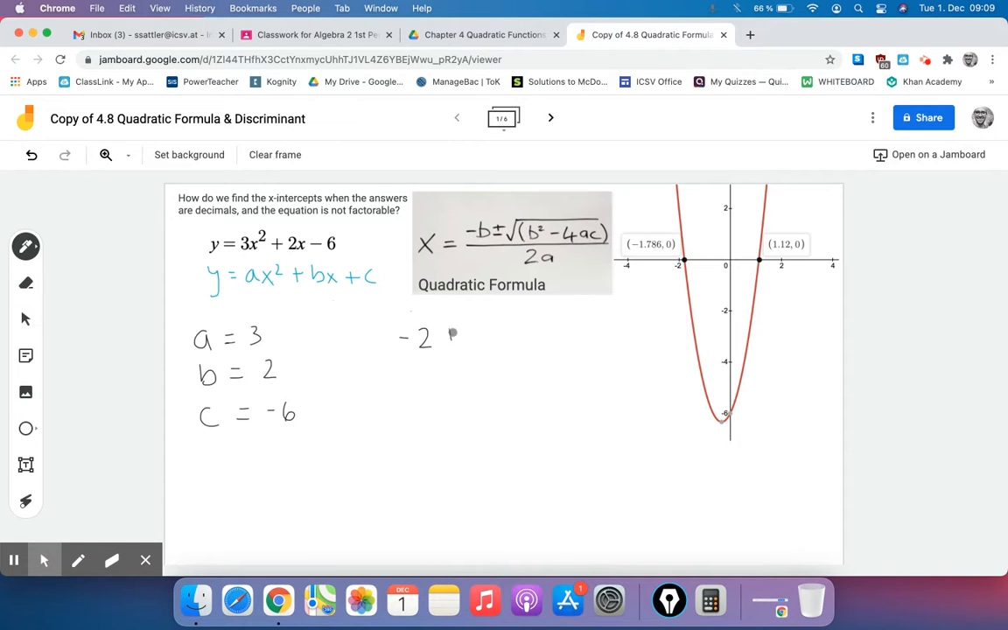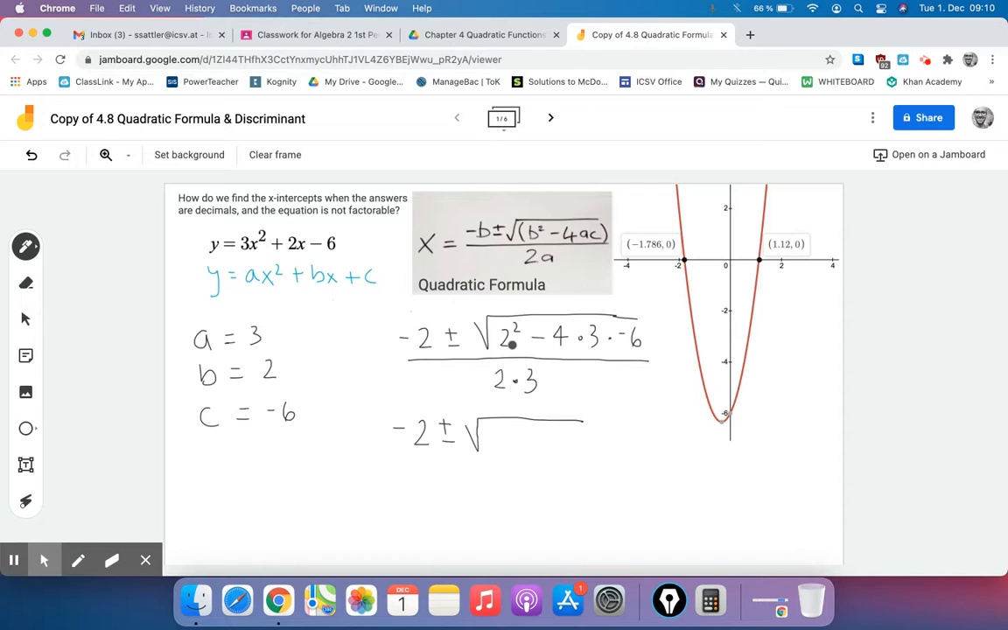So negative B is the first thing in the formula, so we plug in -2 because B is +2, plus or minus, square root, and B squared, I'm just going to go ahead and do 2 squared, and then -4 is always in the formula, times A, and then times C is -6. Okay, and then all over 2 times A.